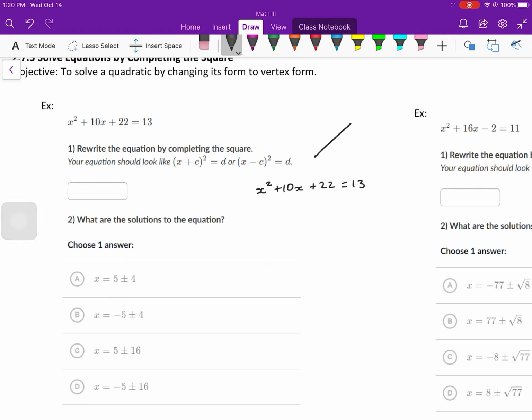So let's go ahead and figure out what b is. 10, right? So divide that by 2. So both of these are 5. 5 times 5 is 25. So that's the magic number we're going to add in. x squared plus 10x, and then we'll do plus 25 minus 25 plus 22 equals 13.